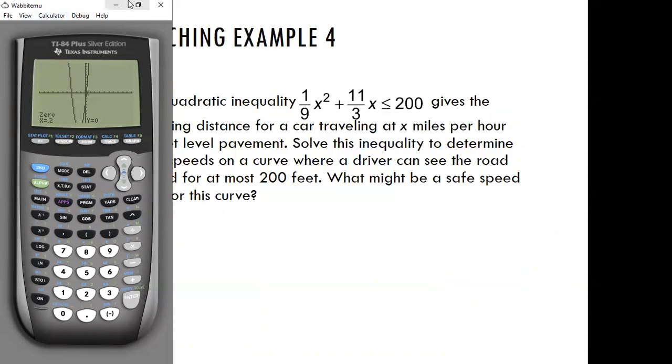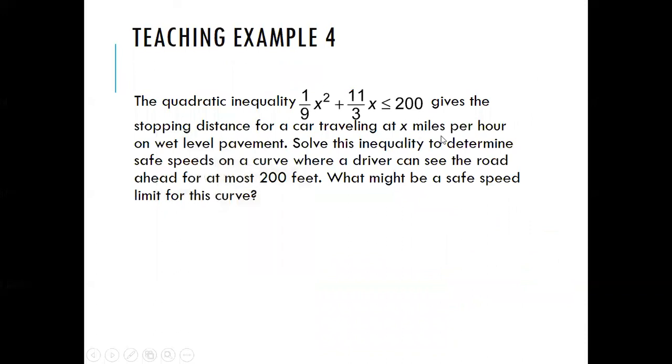All right. Always have to have a real world example. So here's our real world example. The quadratic inequality 1/9 x squared plus 11/3 x is less than or equal to 200 gives the stopping distance for a car traveling at x miles per hour on a wet level pavement. Solve this inequality to determine safe speeds on a curve where a driver can see the road ahead for at most 200 feet. What might be a safe speed limit for this curve?